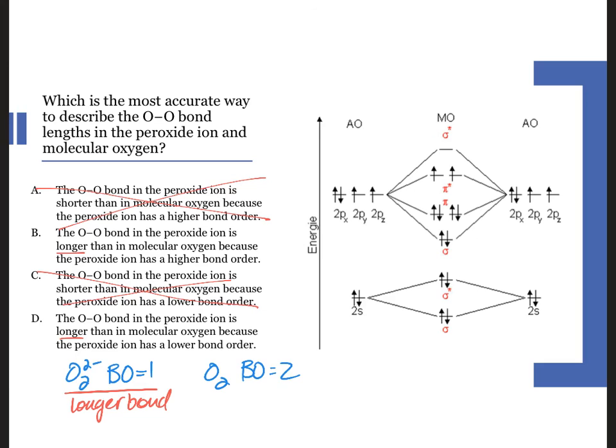I'm going to look at D here. Because the peroxide ion has a lower bond order, that's going to be our correct answer. B is not correct because it says peroxide has a higher bond order. That's wrong. It's got a lower one.